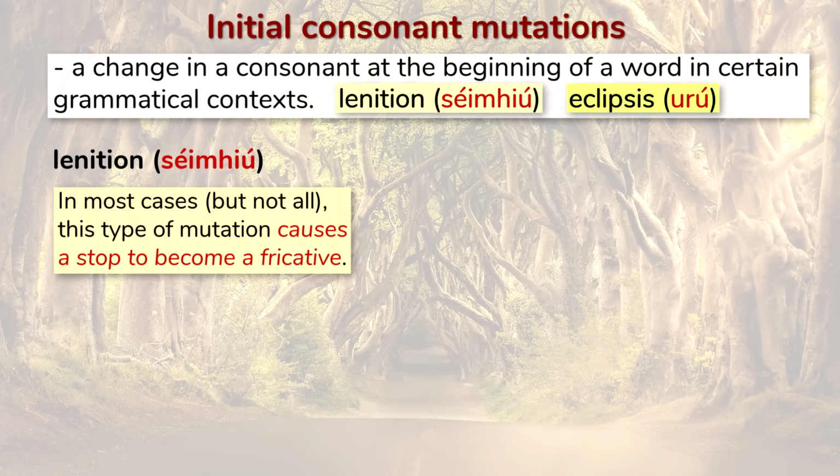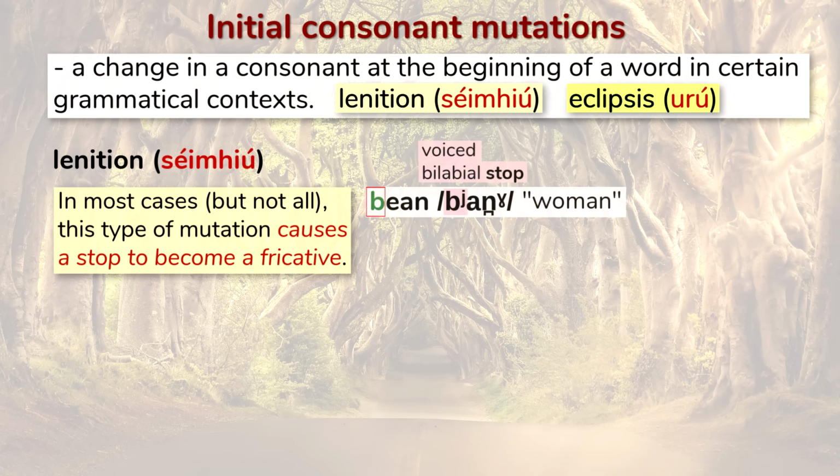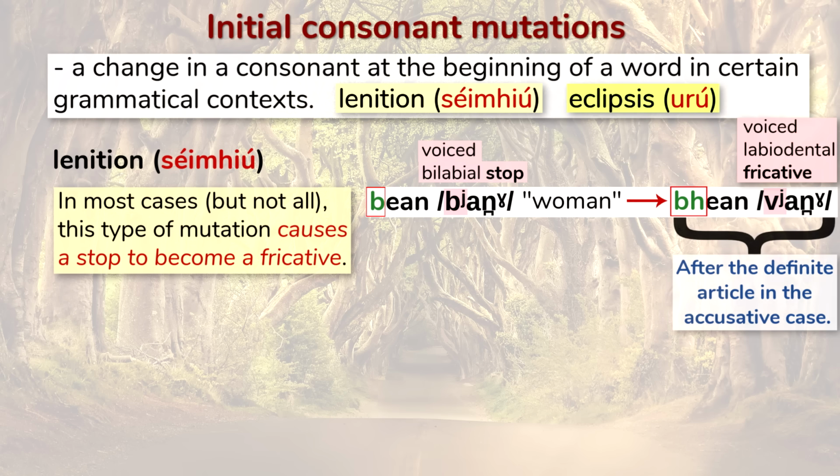In most cases, but not all, this type of mutation causes a stop to become a fricative. For example, bean, meaning woman, becomes bhean after the definite article in the accusative case. Lenition is shown in writing by placing the letter H after the original consonant.